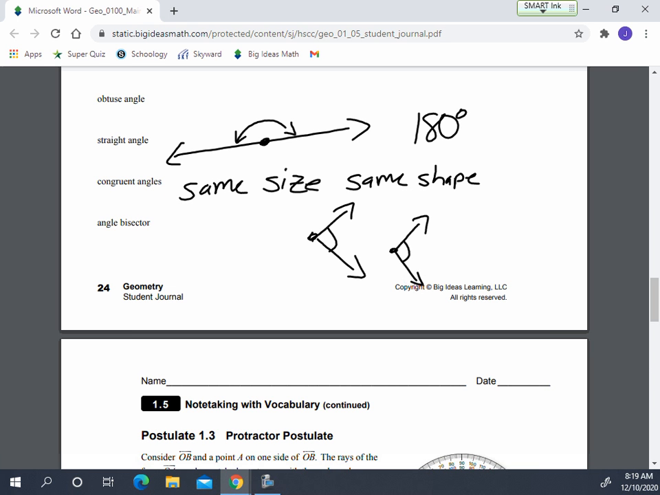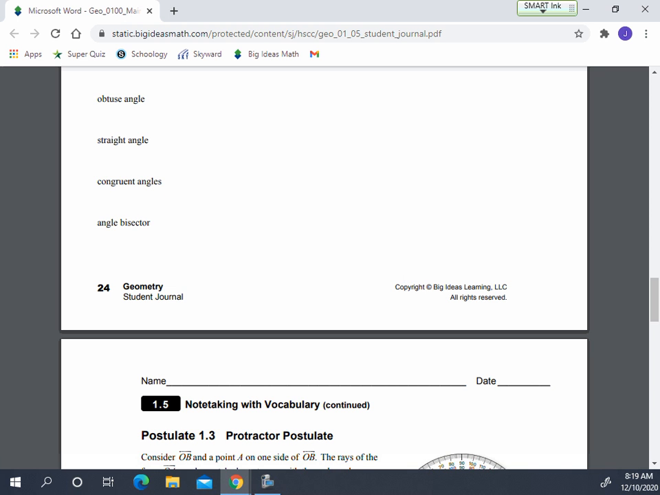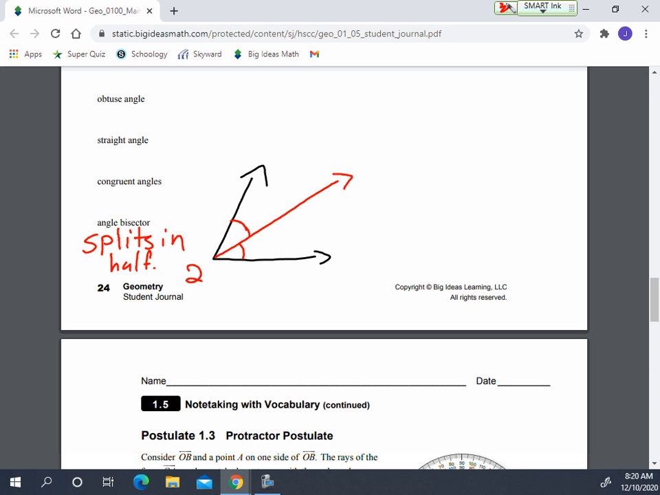An angle bisector. Woo! This is a fun definition. An angle bisector. I'm going to draw it. It splits these two in half. So these are equal. Those are equal. An angle bisector splits an angle in half, into two equal parts. Bisect, think equal. Two equal parts.